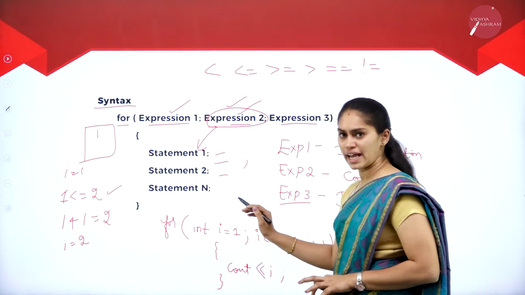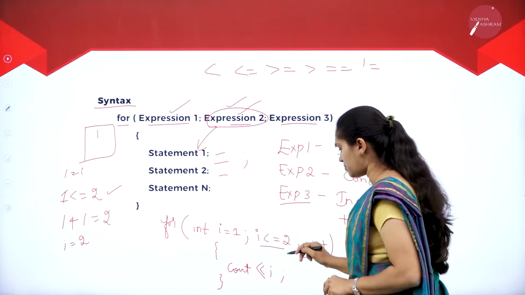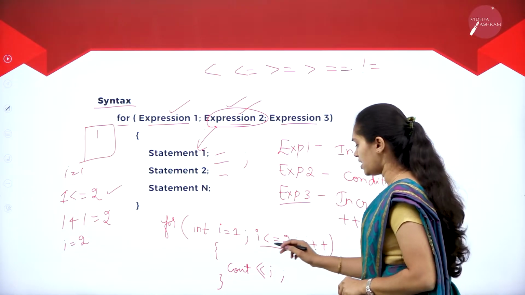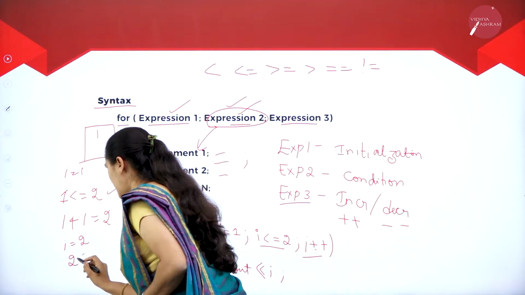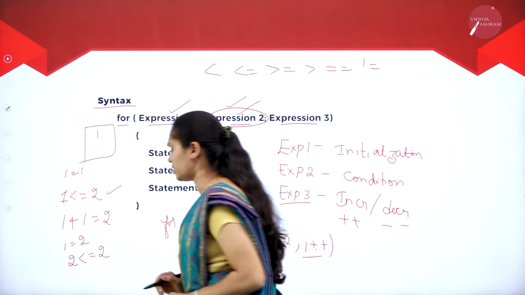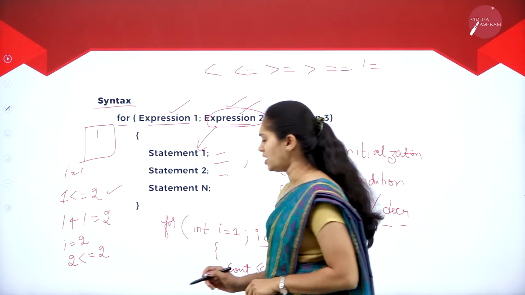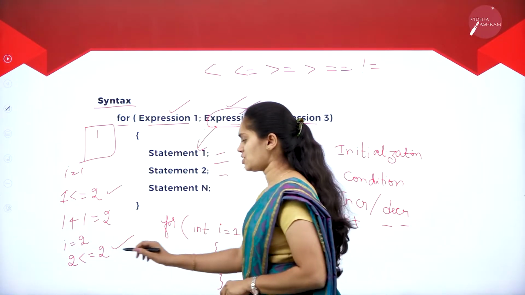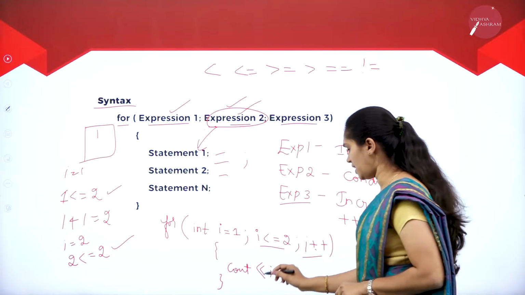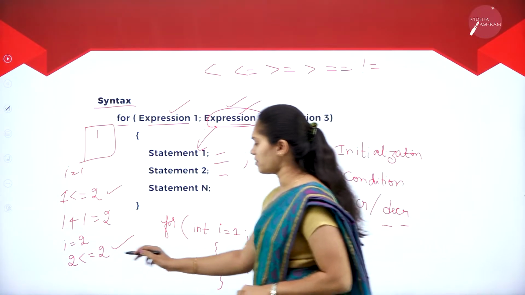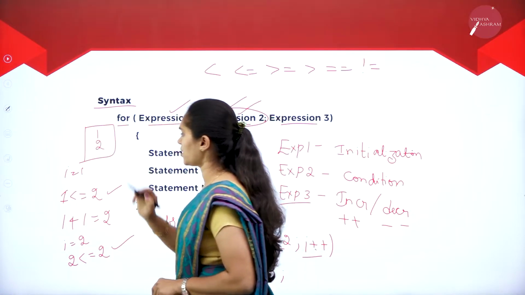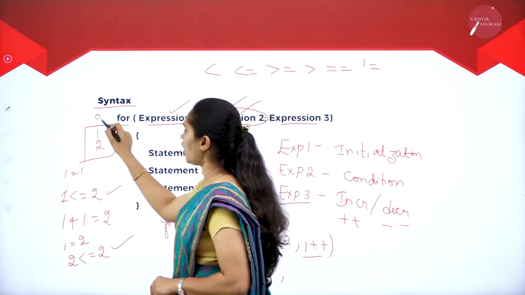Again it won't go to expression 1. It will be in expressions 2 and 3 itself. So here I have to check this condition, that is 2 is lesser than or equal to 2. Is 2 lesser than or equal to 2? Yes, it is equal to 2. It is true. If it is true, then it will execute cout i. So now i has 2, and that will be displayed on the output screen.